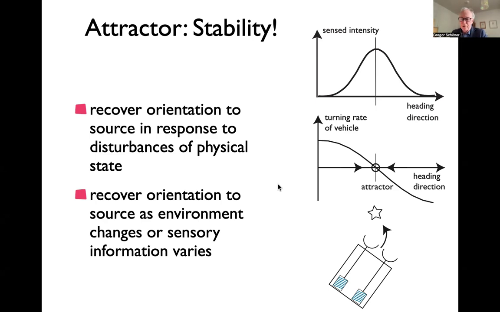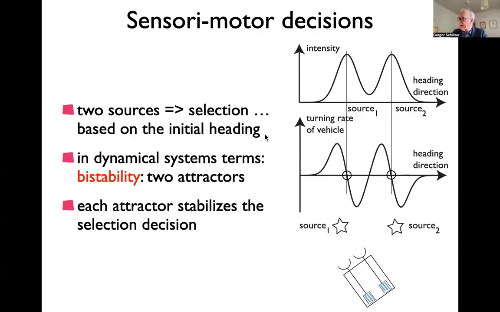A system like that, so this is like a control system, right, a feedback system, but it actually is more than that because it can do simple forms of decisions, so simple sensory motor cognition, if you wish. So for instance, if there are two sources in the environment, the intensity distribution might be bimodal. And if you go through the same logic, that leads to two possible attractors, the direction to one source and the direction to another source, which would be a bistable dynamics. And the system would select one of those just based on its initial heading direction, and then start turning.